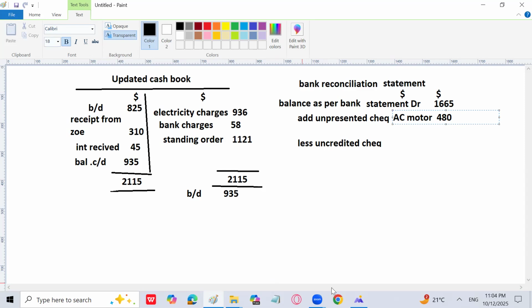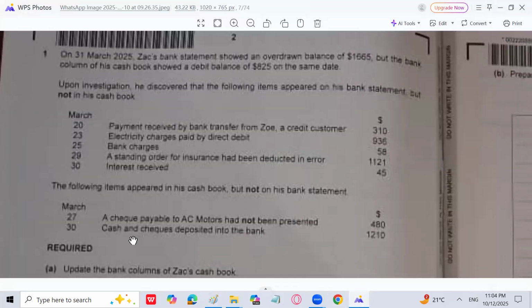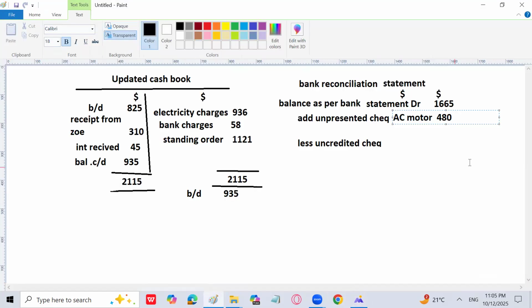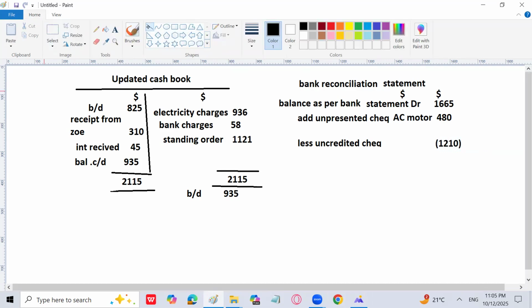Less uncredited checks. Let's see, yes, cash and checks deposited into the bank 1210, but not yet credited in the bank statement. So this is the error made by the bank. 1210 uncredited checks, that will be subtracted. So I will write here 1210, and if I'm going to solve it over here, I will get the answer 1665 plus 480 and minus 1210.